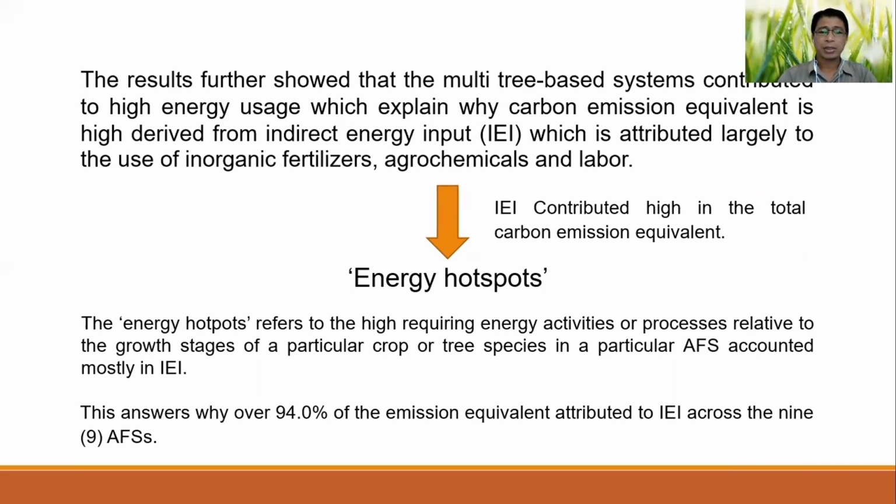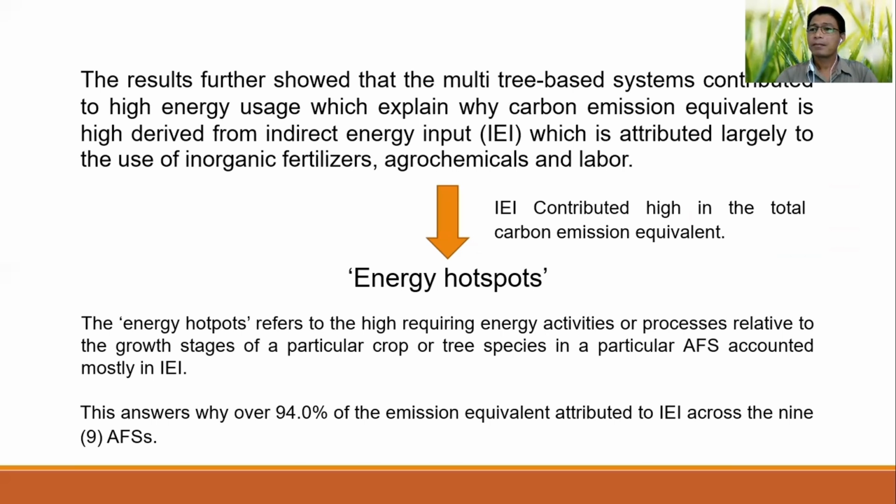This is also called the energy hotspots. The energy hotspots refers to the high energy-requiring activities or processes relative to the growth stages of a particular crop or tree species in a particular agroforestry system, accounted mostly in indirect energy inputs. This answers why over 94% of the emission equivalents are attributed to indirect energy input across the 9 agroforestry systems. Hence, the indirect energy inputs contributed high in the total carbon emission equivalent.